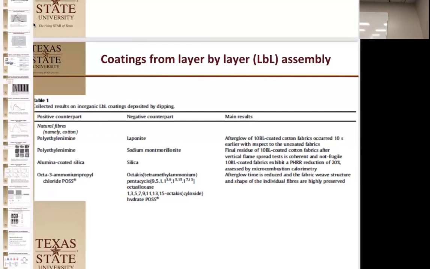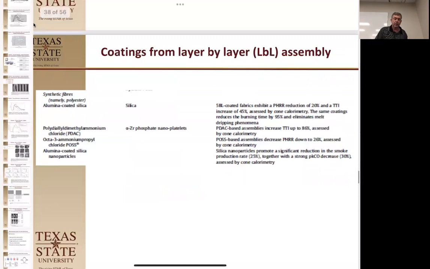You actually get a 20% reduction in peak heat release. That's significant for cloth. And then if you use POSS, one's cationic, one's anionic, and reduce the weave structure and shape it into a fiber, it's highly preserved. So it's creating that silicon layer on the surface of the fibers, as it were. You've got to try this stuff on polyester because that's more common. So we're going to do polyester fibers, with silica and aluminum-coated silica, the same group who did it on the cotton here. They see a 45% increase in time to ignition.